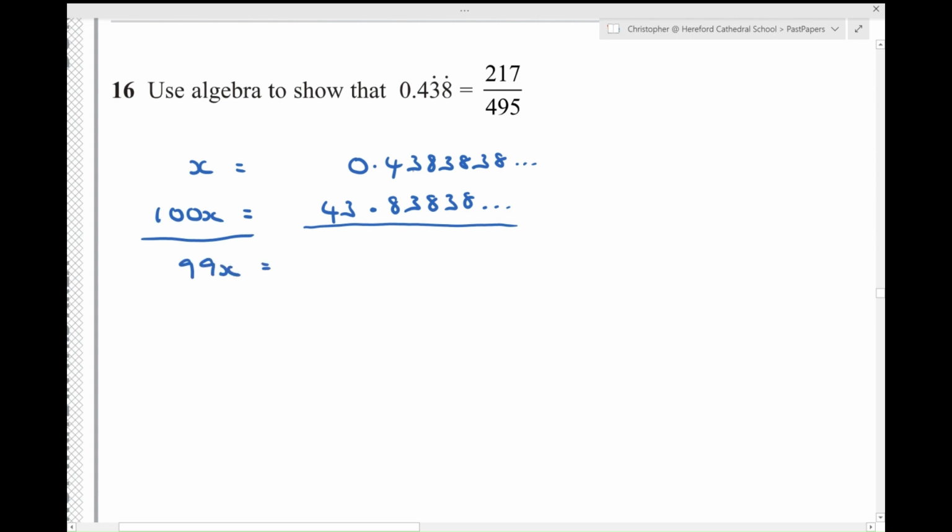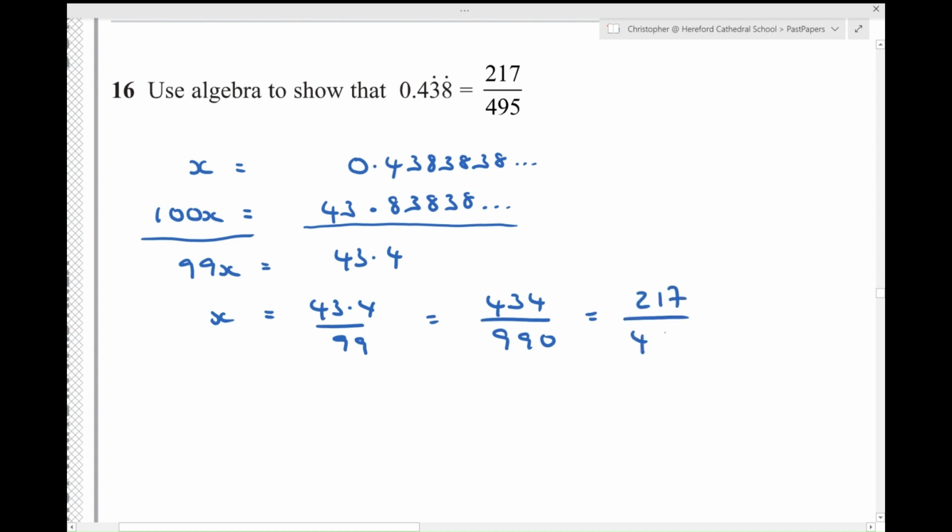99x is going to be 43.4, and then all the other columns knock each other out. So that means that x is equal to 43.4 over 99, which equals, multiply top and bottom by 10, 434 over 990, which equals 217 over 495 if I halve top and bottom. And that is question 16 done.